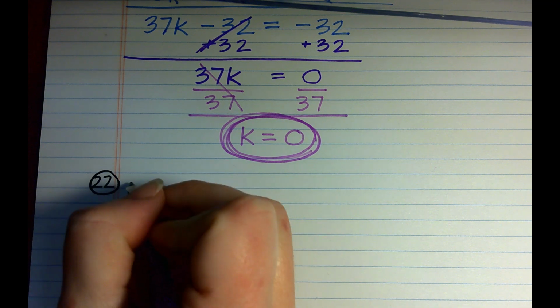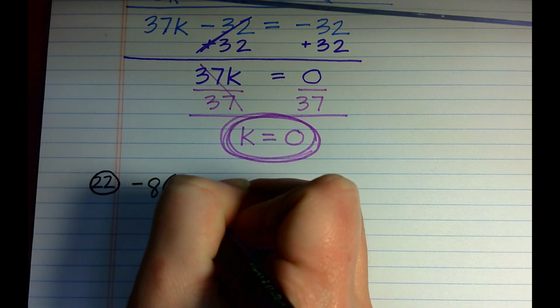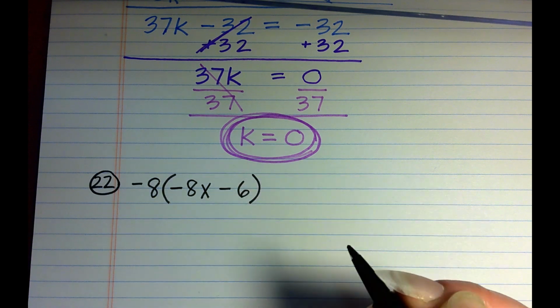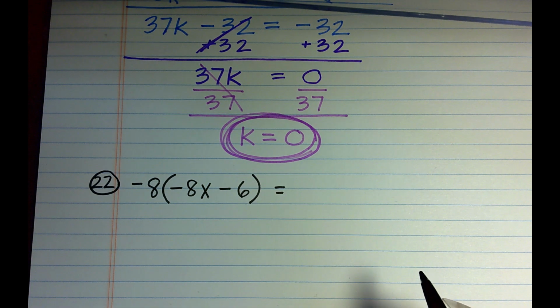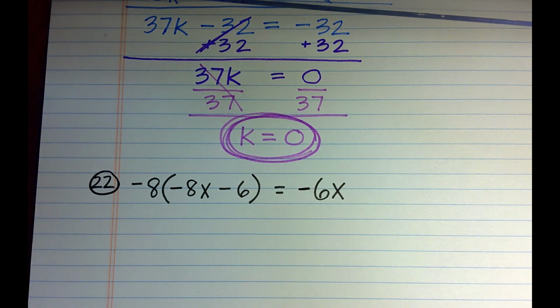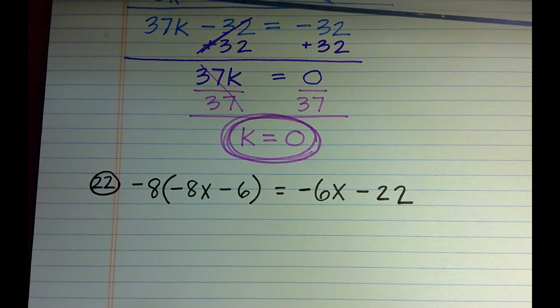And 22, we have -8 times -8x minus 6 equals -6x minus 22. This is really similar to the one we did above. Almost identical. Just ever so slightly different. There's a few negatives on this one that we didn't have in the previous.